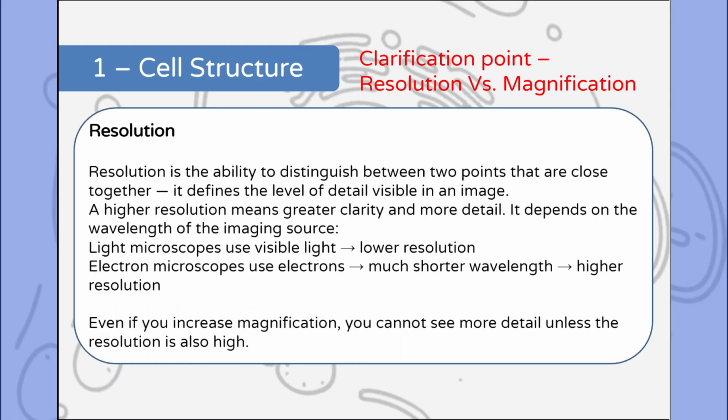Resolution is the ability to distinguish between 2 points that are close together. If you have a higher resolution image, that means you can see more detail. That resolution is usually defined by what you are using as a medium for the magnification of the image. In light microscopes, it's using visible light. In electron microscopes, we use electrons. So, how do we define that in comparison to magnification? Magnification does not give you any more detail unless your resolution is higher.